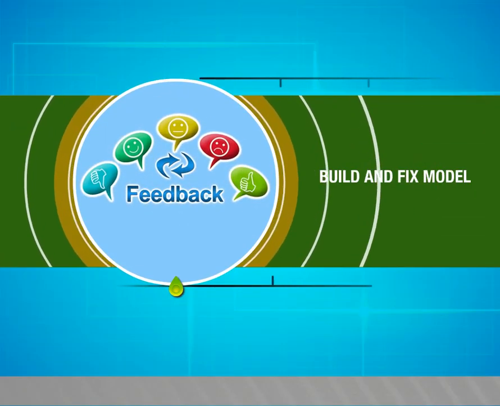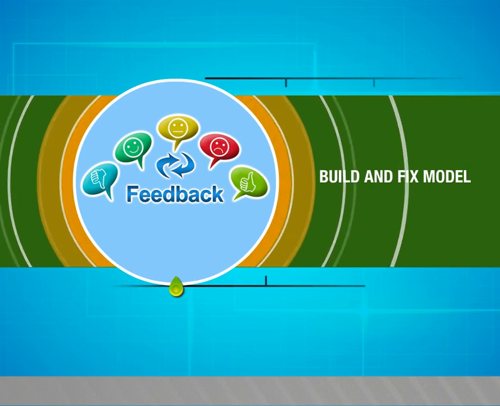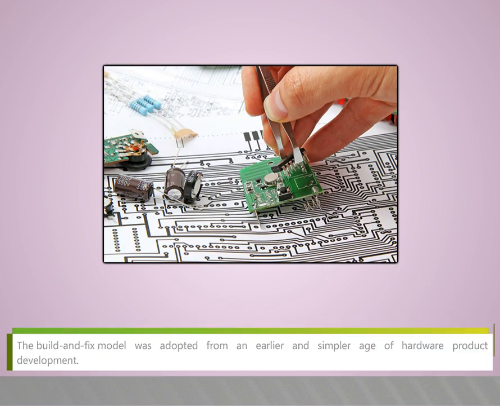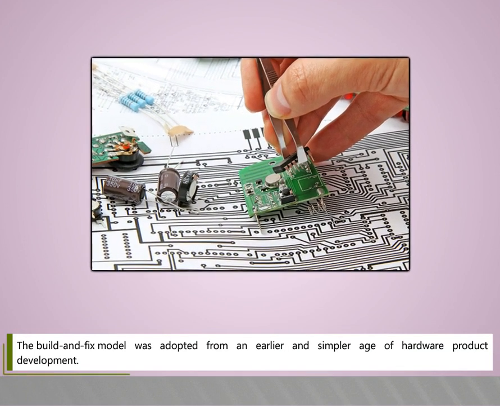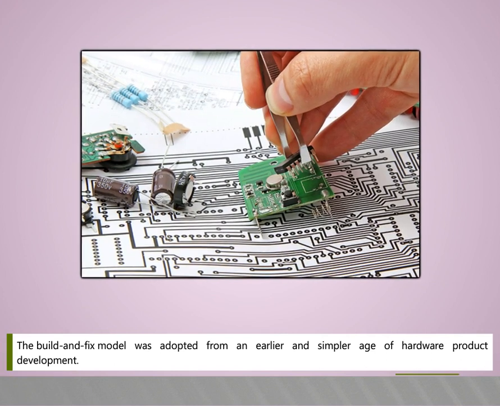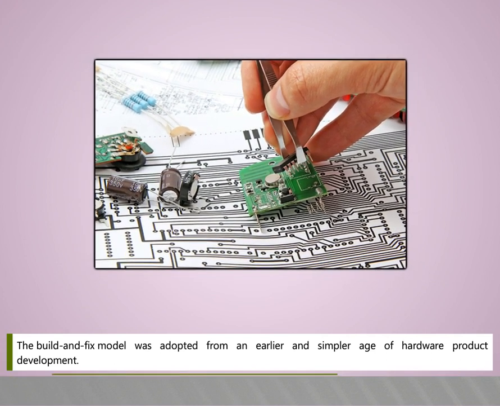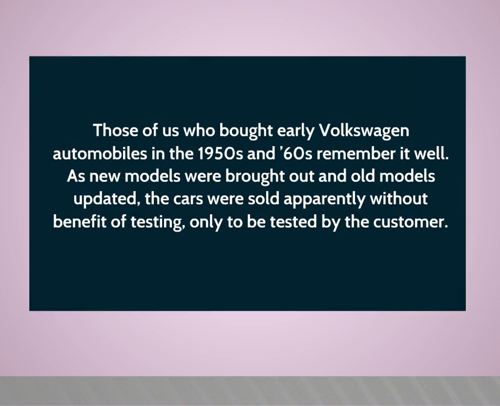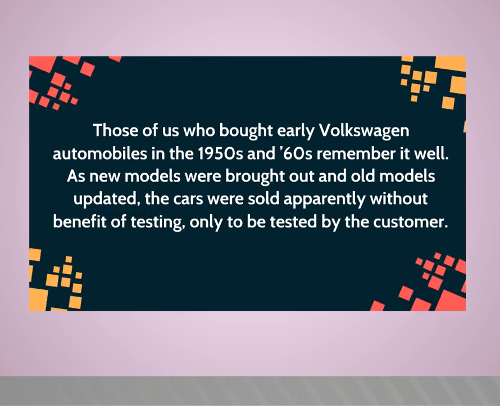Build and fix model. In this video, we are going to see about build and fix model. The build and fix model was adopted from an earlier and simpler age of hardware product development. Those who bought early Volkswagen automobiles in the 1950s and 60s remember it well. As new models were brought out and old models updated, the cars were sold apparently without benefit of testing, only to be tested by the customer.